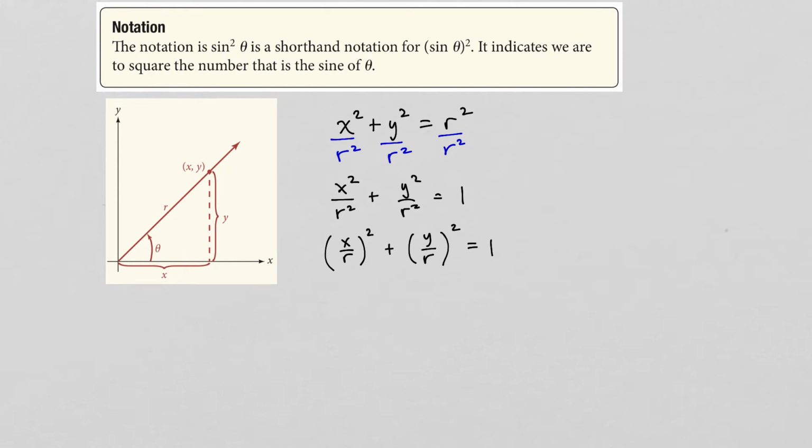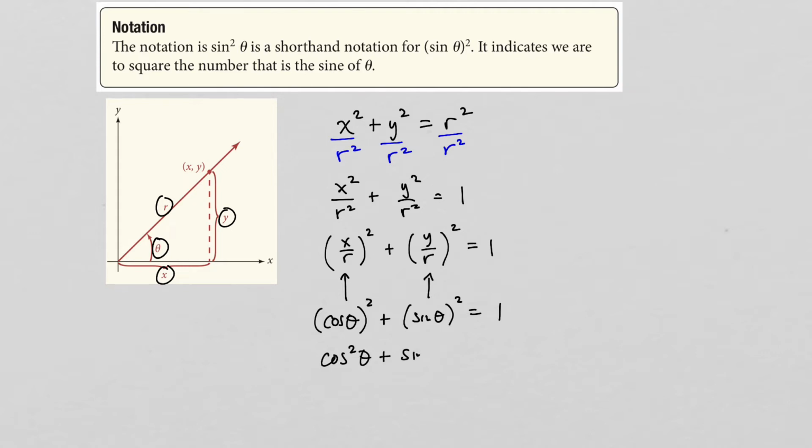And then from there we can say, but x over r, right? If you look at this picture, theta is an angle in standard position. X over r is cosine of theta. So we have cosine of theta squared plus, and then y over r is sine of theta for the same reason. So sine of theta squared is equal to 1. And then if we just use the convenient notation, we get cosine squared of theta plus sine squared of theta is equal to 1. So you can see that the Pythagorean identity comes directly from the Pythagorean theorem.